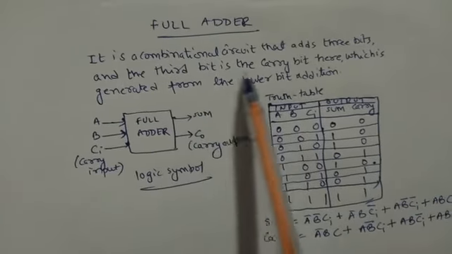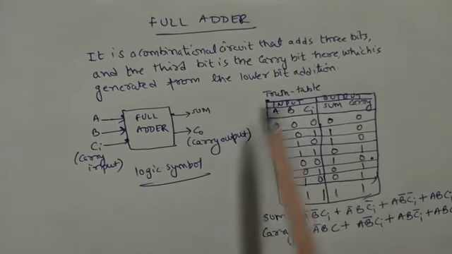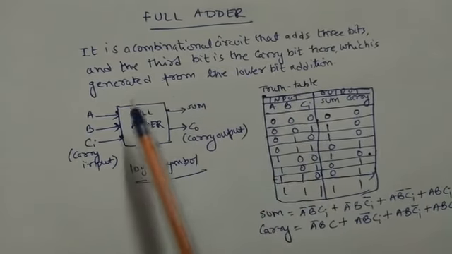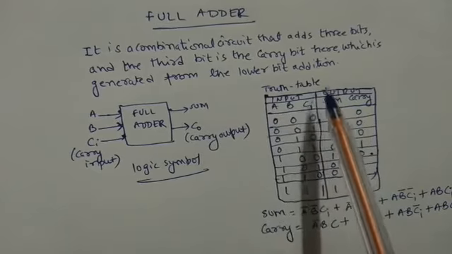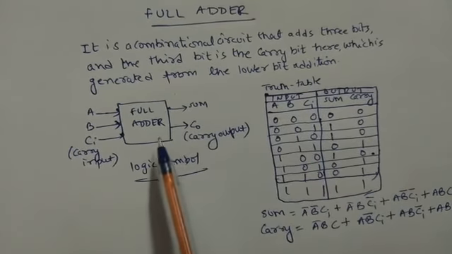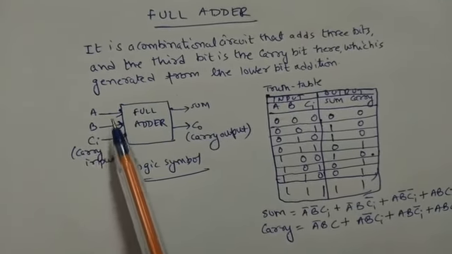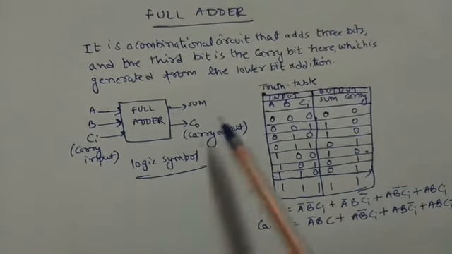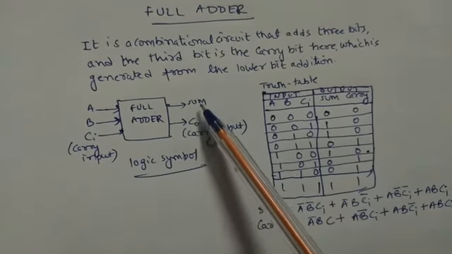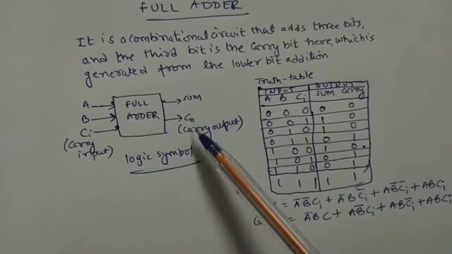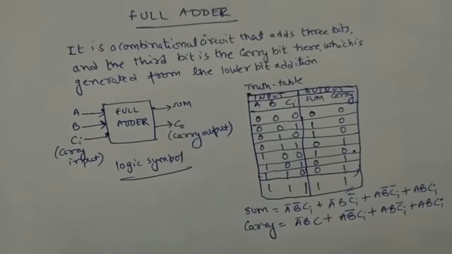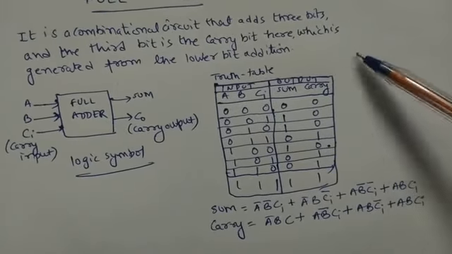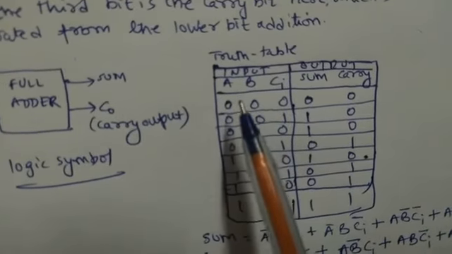It is a combinational circuit that adds 3 bits, and the third bit is the carry bit here, which is generated from the lower bit addition. So this is the logic symbol in which we have A and B as the regular inputs, and the third one is the carry input, and we have the outputs as sum and carry output. This is the logic symbol, and in the truth table you can see that. So let us start from the first one.